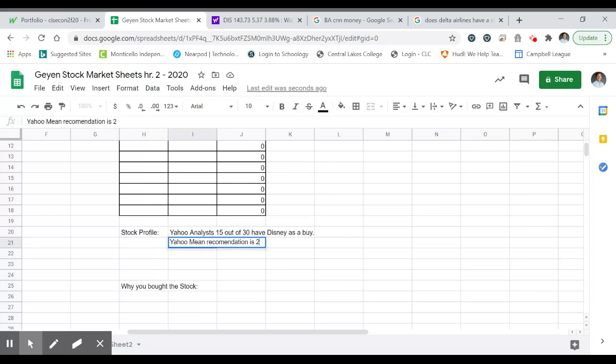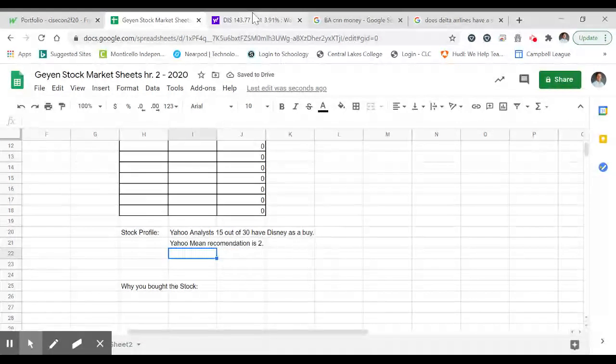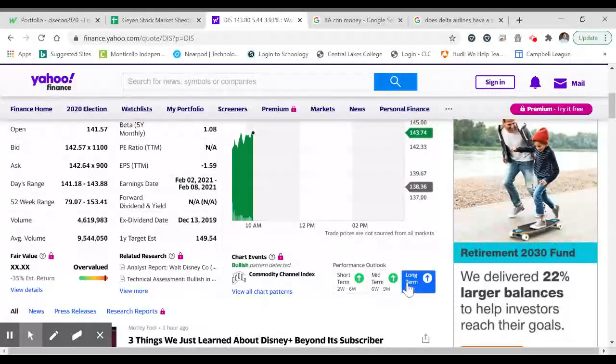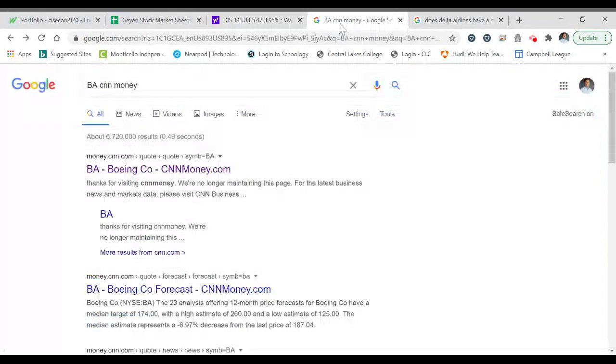Okay, now I always like to double check. I don't want to just trust one website, even though Yahoo looks pretty good. Plus, they're bullish up here, so something else you could say is Yahoo analysts are bullish overall, and their performance outlook is that it's going to increase. Okay, so I'm going to try CNN Money. So I always type in here, I'd go to Google, and let's type in DIS CNN Money or Disney CNN Money. And then it brings me to this page.